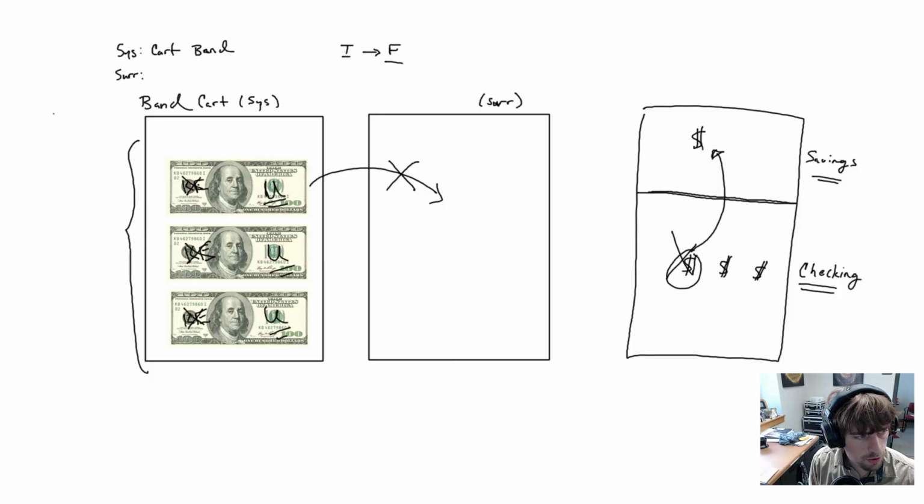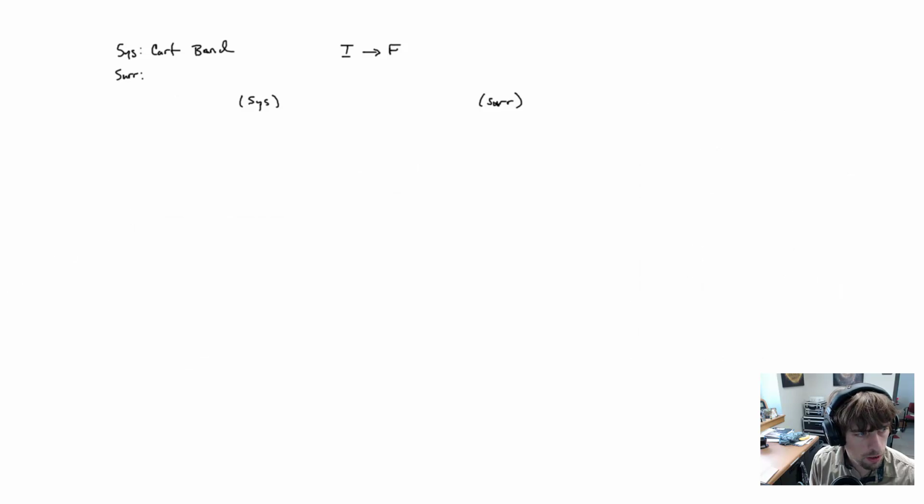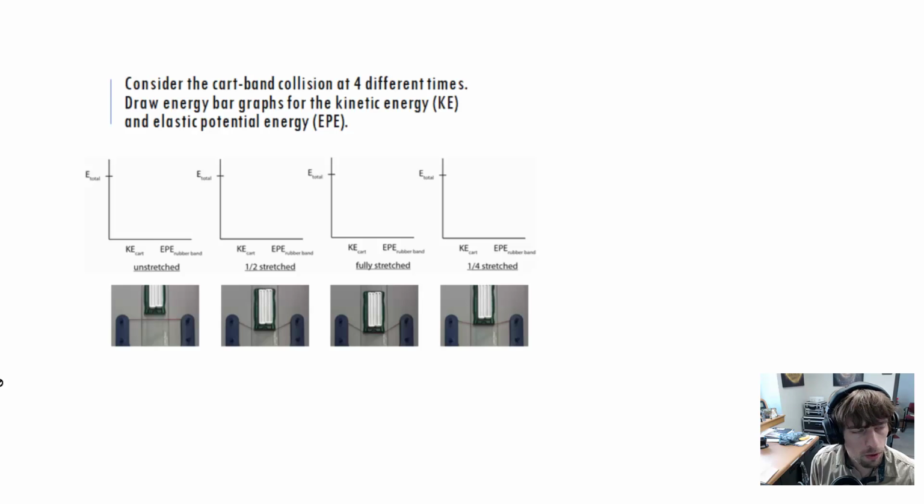Okay. So let's do a different exercise. You've watched the video. Here's a different question for you. What happens if I do something like this? So I want you to consider that cart band collision. Okay, so you've seen it several times, and here's the question for you. I want you to draw different bar graphs representing the kinetic energy and the elastic potential energy. Now, of course, excuse me, I'll put U spring here. So just match more of the notation that your book uses.